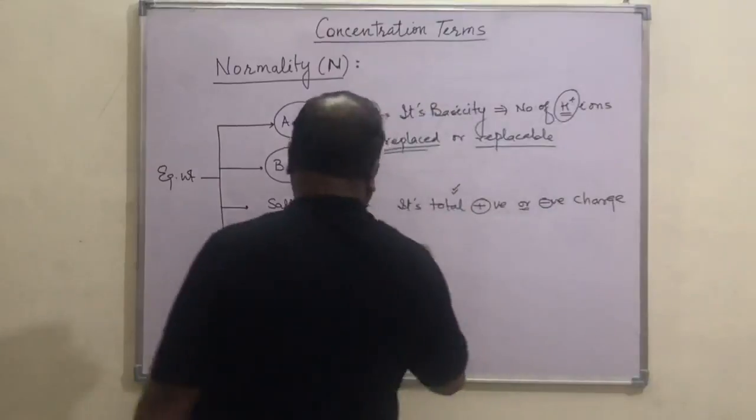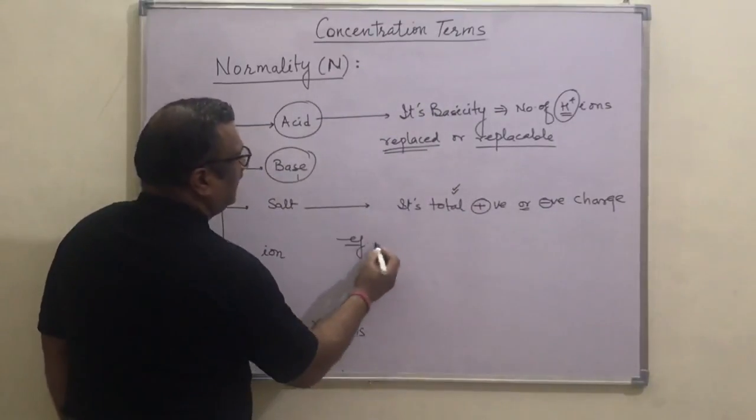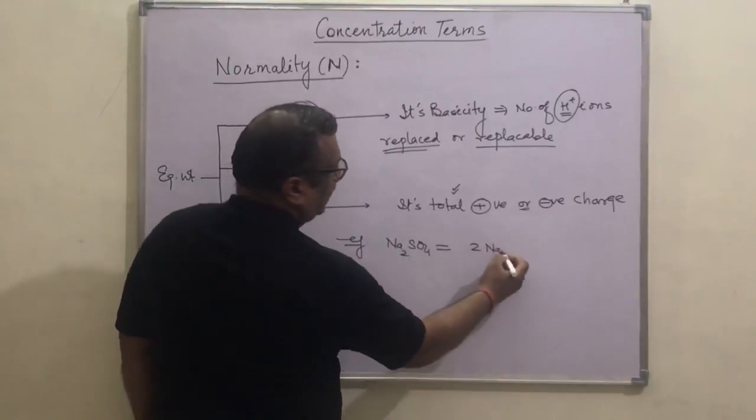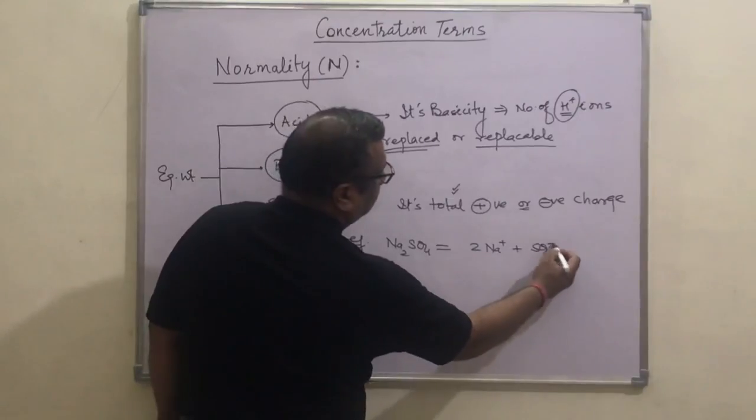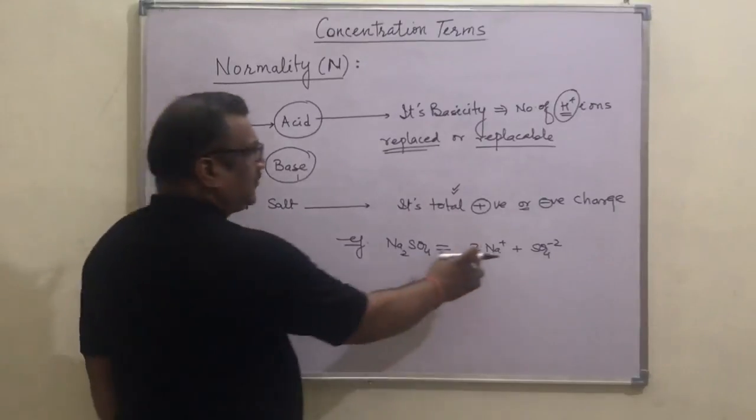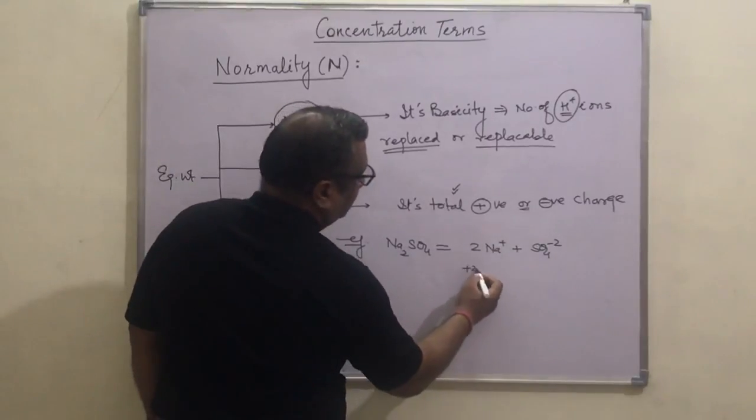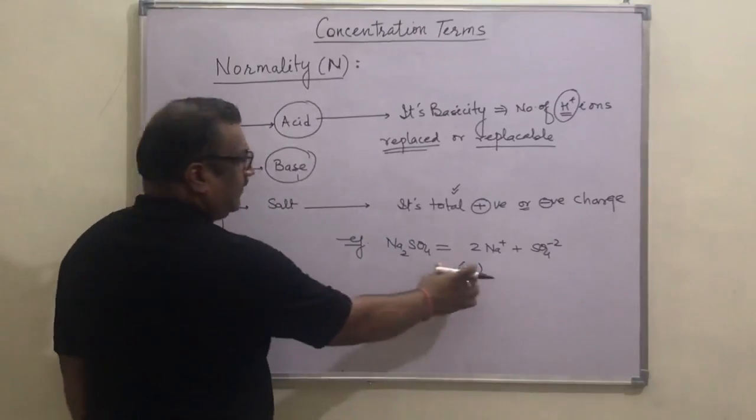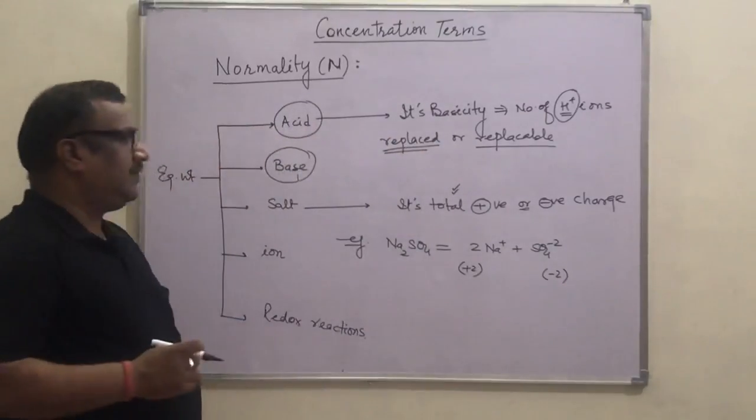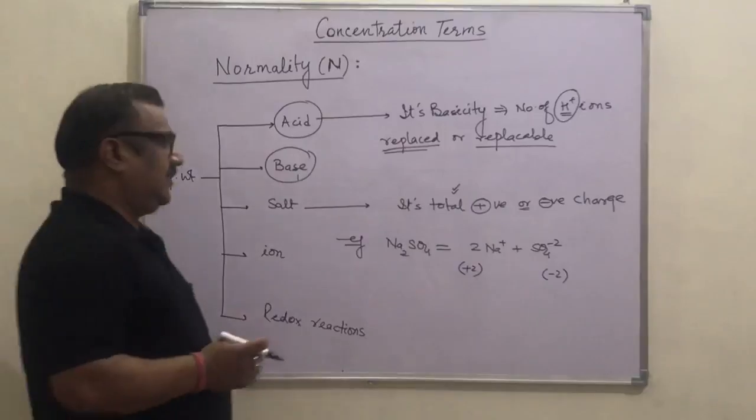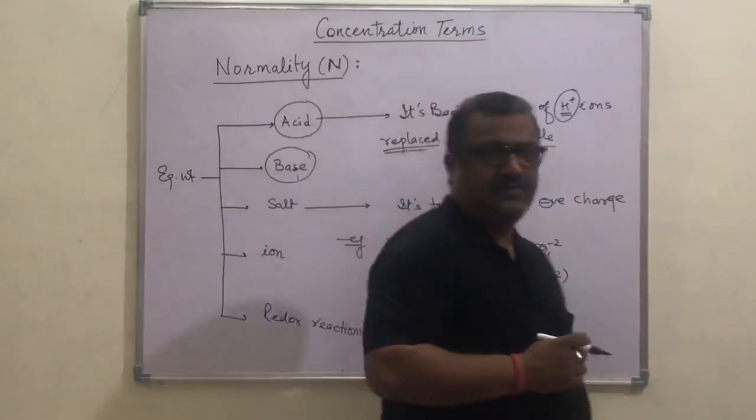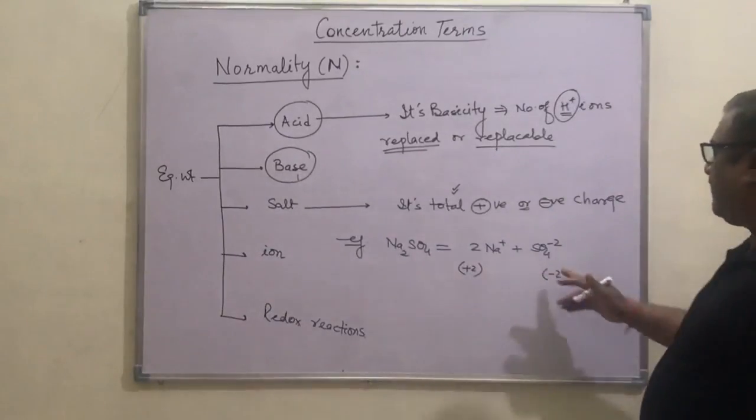For example, if we are taking up, say, sodium sulfate. We know that in sodium sulfate we have 2 sodium ions and 1 sulfate ion. So 1 sodium ion carries +1 charge, so 2 sodium ions will carry +2. For 2 sodium, total positive will be +2. And for 1 sulfate, total negative will be -2. So we have to take the absolute value. Whether it is +2 or -2, we will take the n factor as 2. Okay. So this positive or negative is equal.